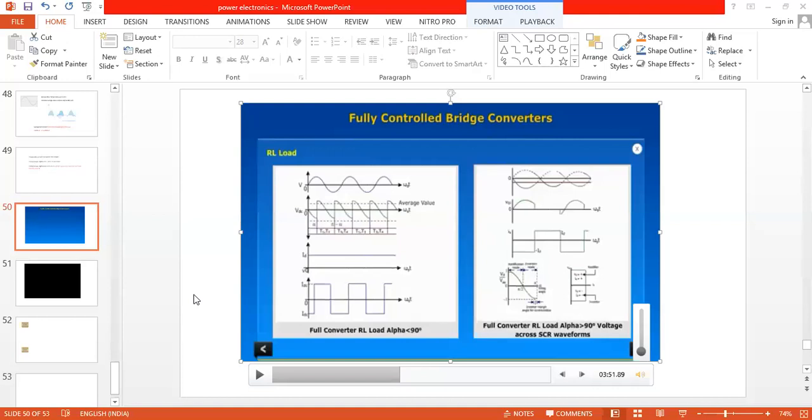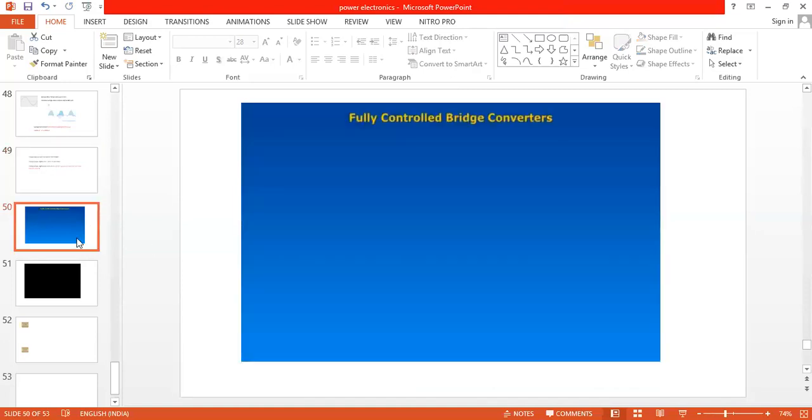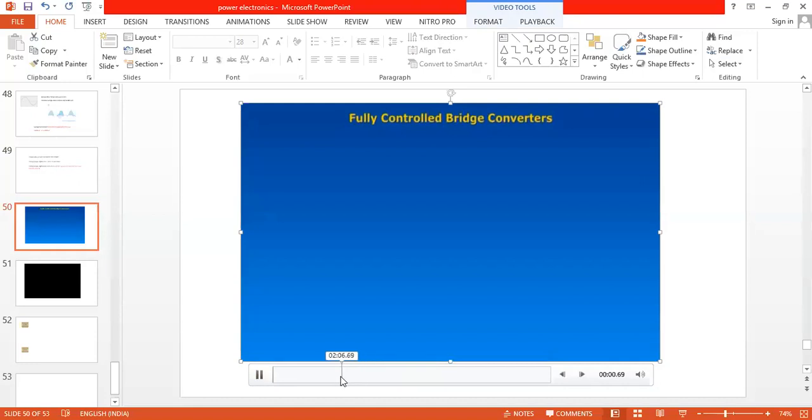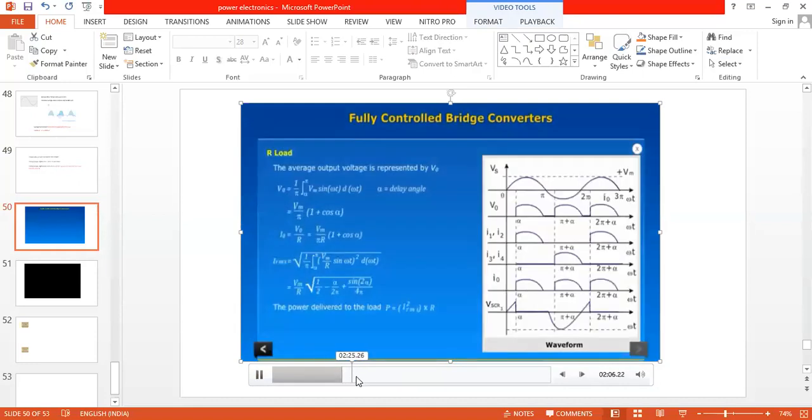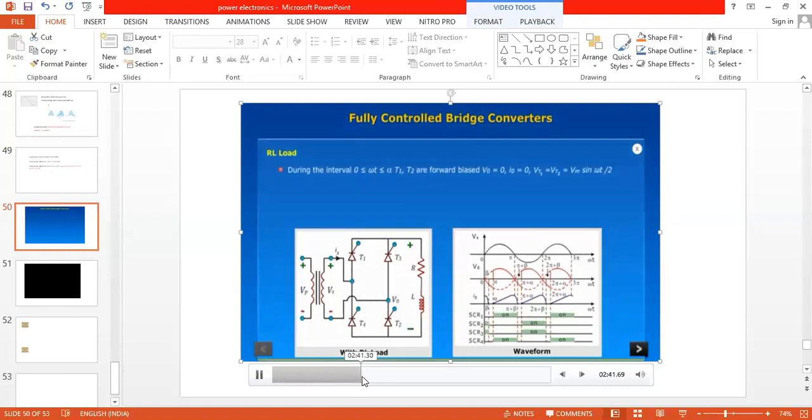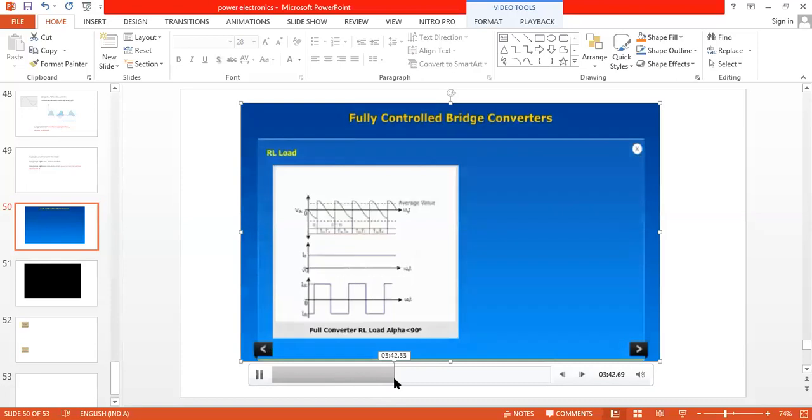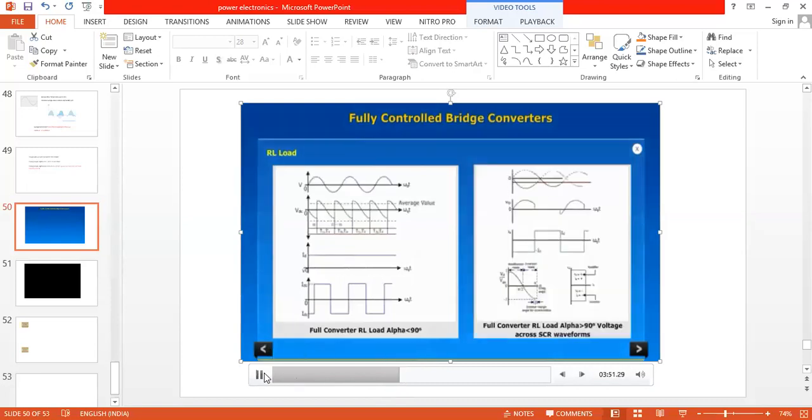So what exactly is this fully controlled converter circuit? It can be used as a rectifier and inverter. I'll explain this particular slide also, but let us go with this one. A fully controlled converter with inductive load as well as RLE load can be operated as a rectifier and can be operated as an inverter. So what is this inverter?